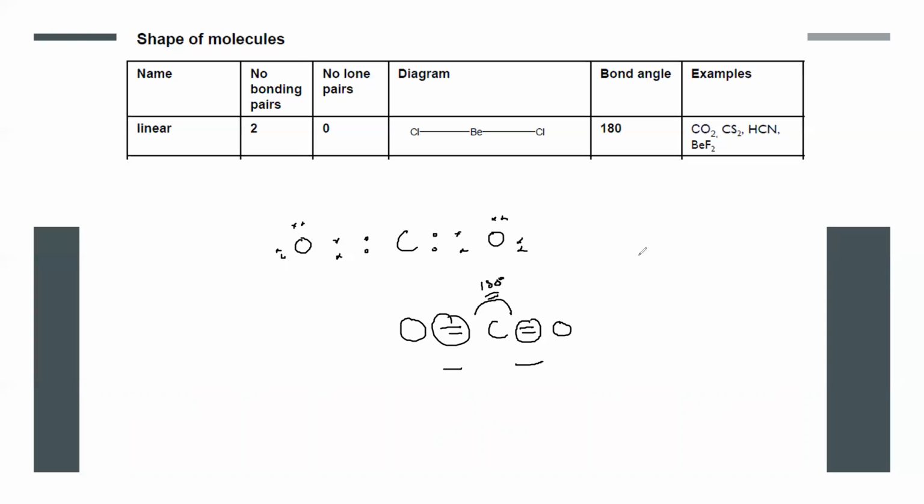Same thing, hydrogen cyanide, the central atom is carbon. Carbon shares 4 electrons, 3 with nitrogen and 1 with hydrogen. So this triple bond, for predicting a geometry, we'll consider as 1, and hydrogen and carbon we also consider as 1. So the bond angle will be 180 degrees, and it will have a linear structure.